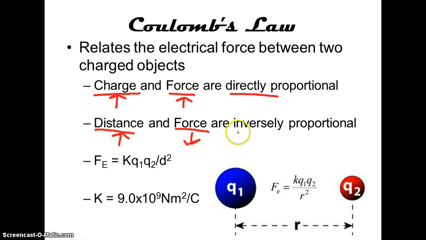Directly, inversely. This is the equation for Coulomb's law. The electrical force equals K, which is Coulomb's constant. Q1, Q2, these are your two charges, which will be measured in coulombs, just a capital C. D squared, this is your distance, which will be measured in meters. You will have to do problems using this law, so make sure you're comfortable with it.